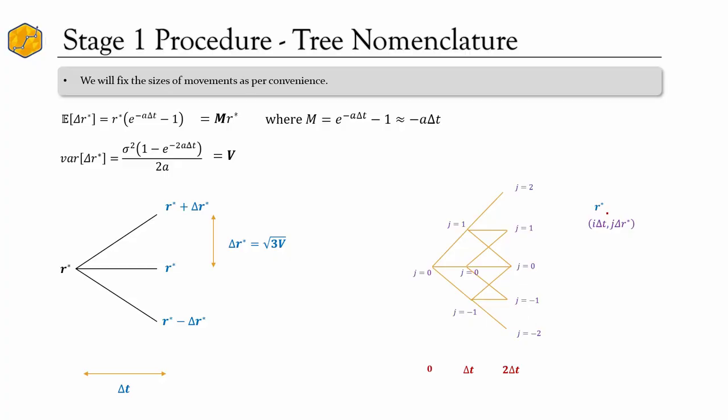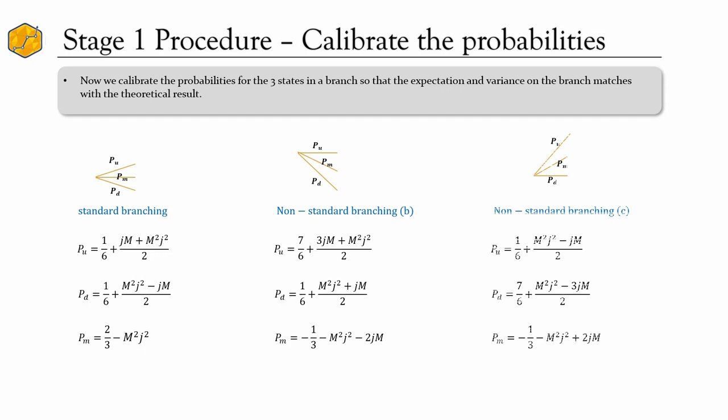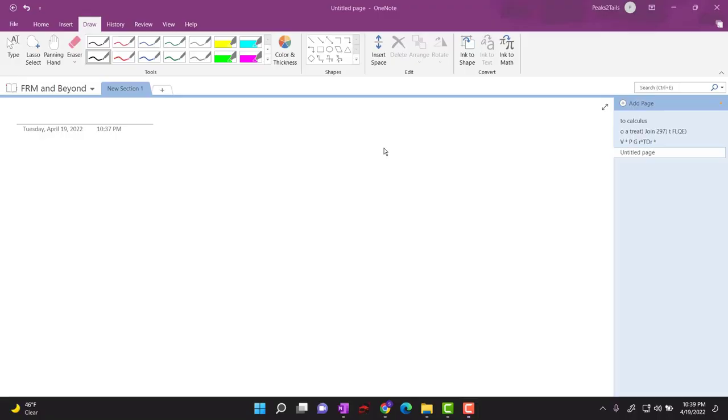All right, so the next thing we want to do is calibrate the probabilities for the state transitions in a given branch so that the expectation and variance as per the branch dynamics matches with the theoretical results that we just derived. So let's focus on a node which has the coordinate I delta t comma j delta r star. So we have different results for standard and non-standard branchings. Okay. Note that the probabilities at different nodes only depend on J. So let me derive the result for the standard branching case, and then you can try the same for the non-standard branching ones. Okay, so now let's go through the probability calibration procedure.